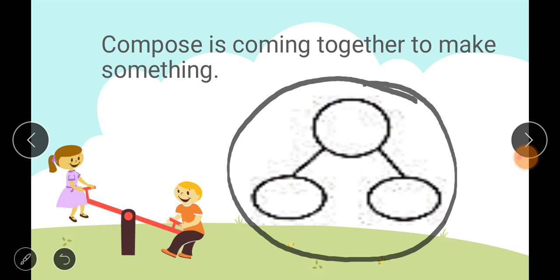Good. Compose means to come together to make something. Does that sound familiar now? Compose means to come together to make something. To come together to put something together. So that when you add those things together, they become something new. That's just addition, right? That's what compose means.